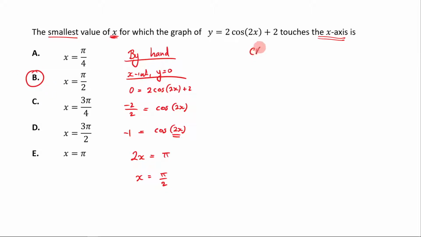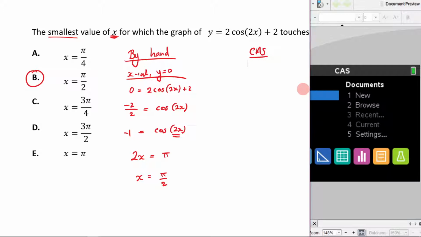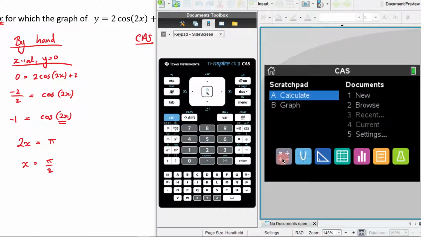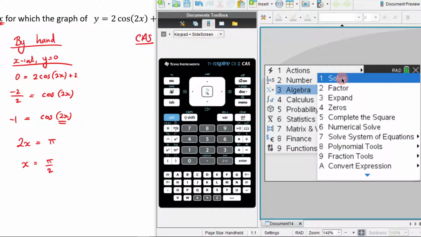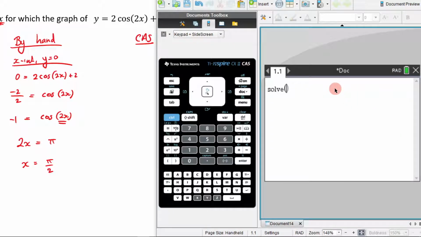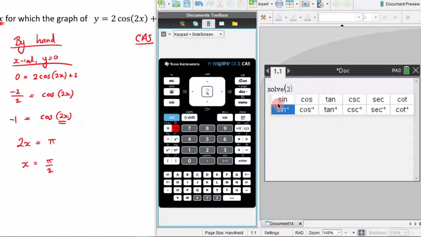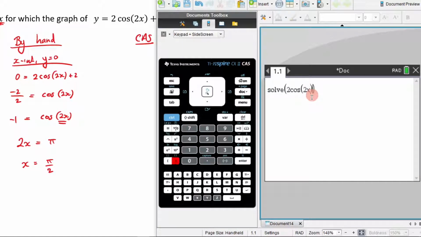If you were to do it using your CAS, we're going to go through the same procedure, but your CAS is going to do the heavy lifting for you. So let's come over here now. I'm going to go Menu, Algebra, Solve, and I've got 2 cos of 2x plus 2, and then I'm going to set that equal to 0. And I'm solving it for x.